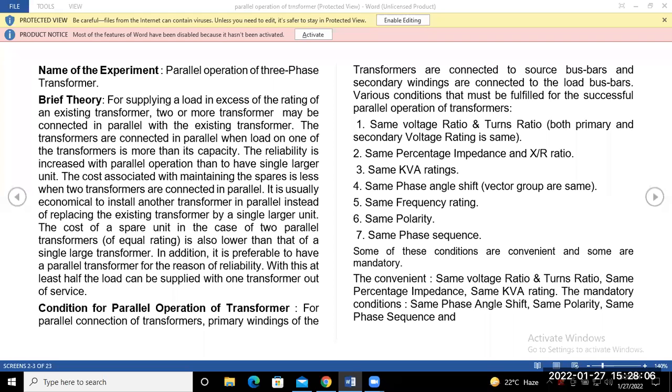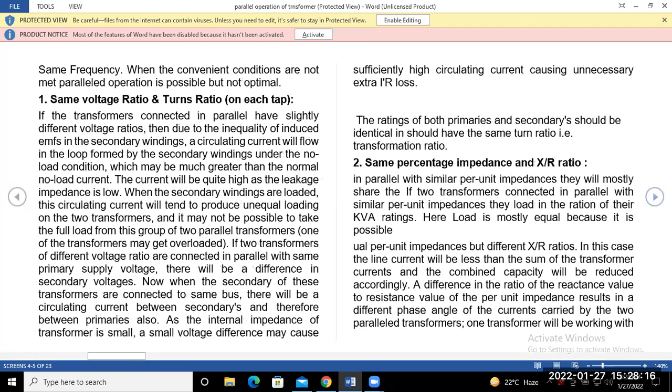So why do we require connecting two transformers in parallel, and what are the conditions for connecting two transformers in parallel? These are the conditions. The explanation of voltage ratio and turns ratio we are not going to discuss here. You have already studied this, I think, in electrical machines too. This explanation also. Okay.